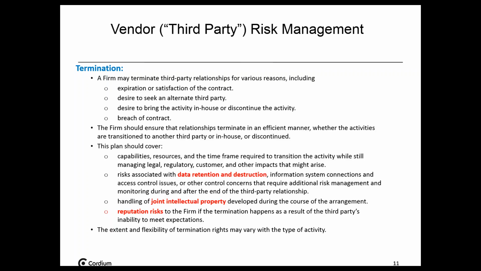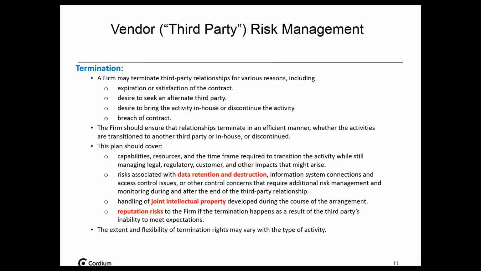So the more your data is spread out, the more hands your data is in, the more liability you have. So you have to have an understanding of that liability, and then if that termination happens with that vendor, how do you narrow the liability? How do you rein things back in?